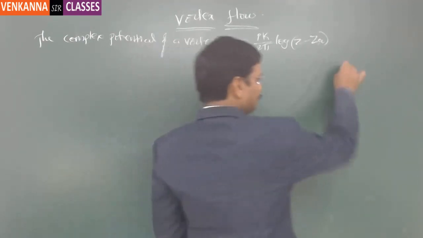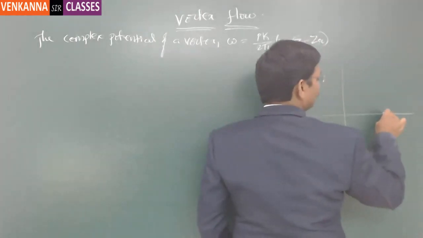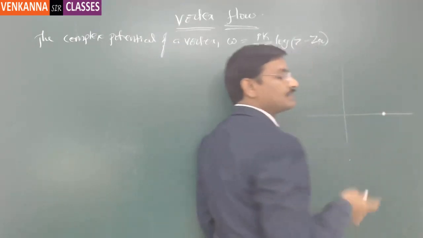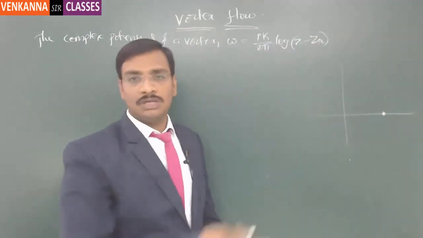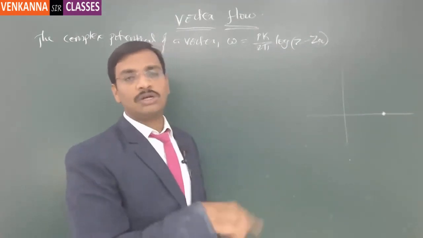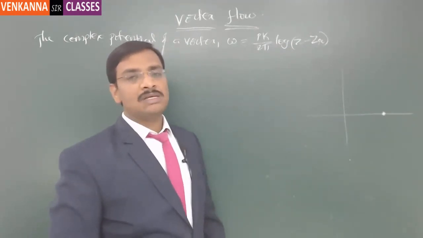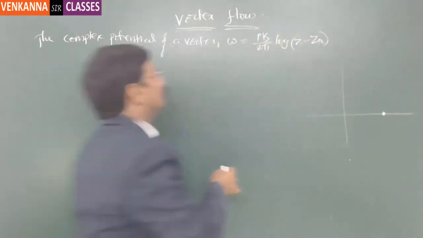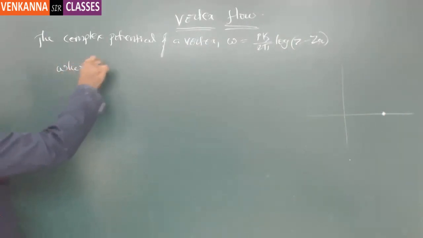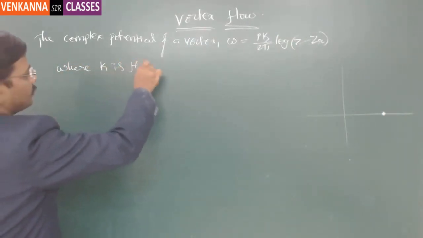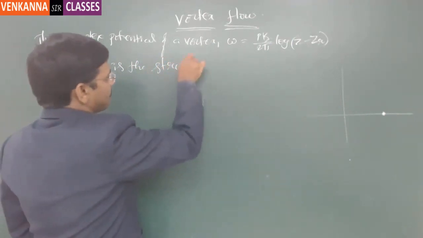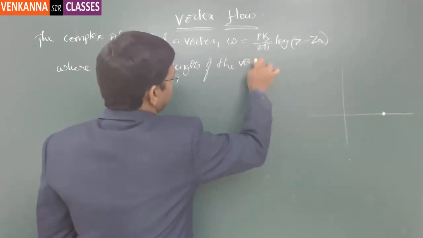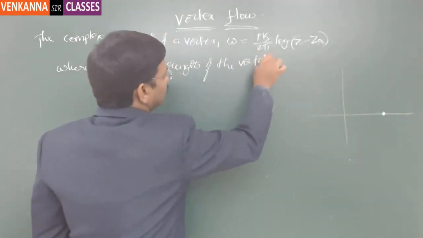Now, let us say this is one place where the curl is produced. That means there is a vortex here, and the strength of the vortex is nothing but the K. That means how much ability it has to rotate the fluid there. That's what we call the strength of the vortex, and that's what is represented with the letter K. So K is the strength of the vortex.